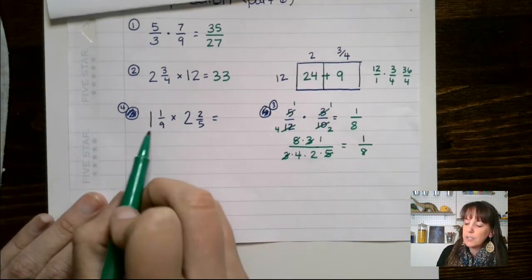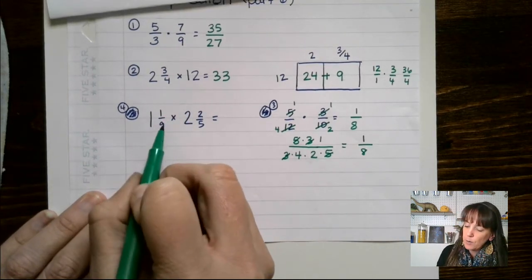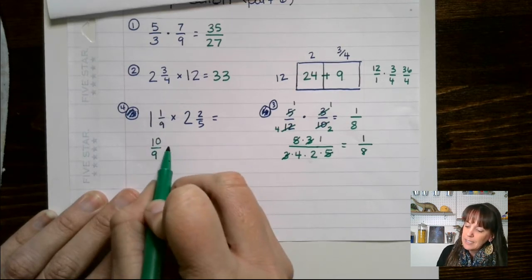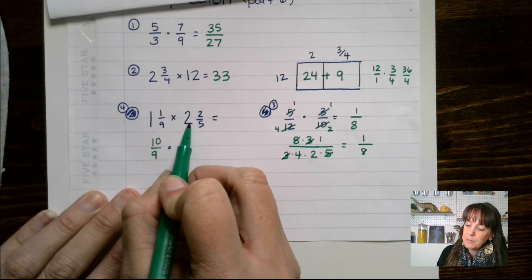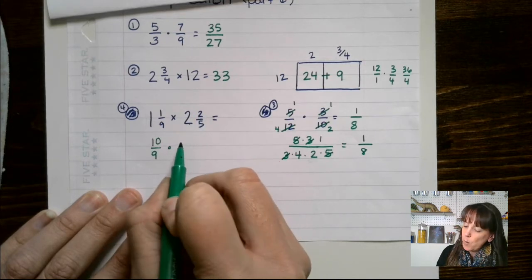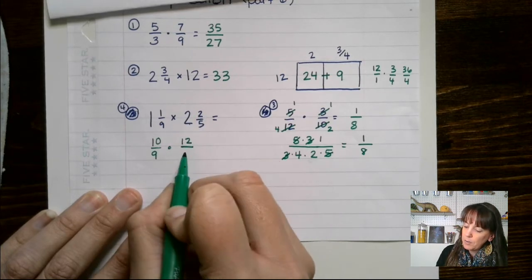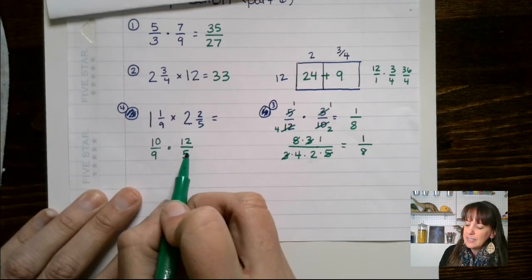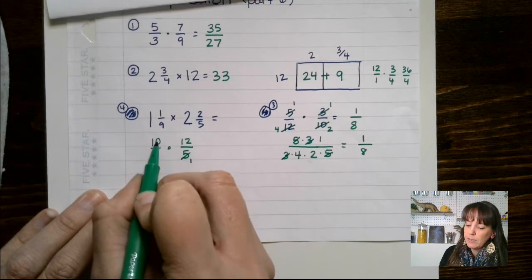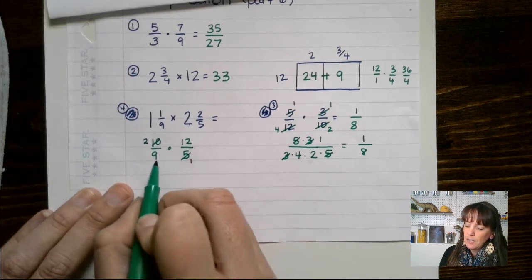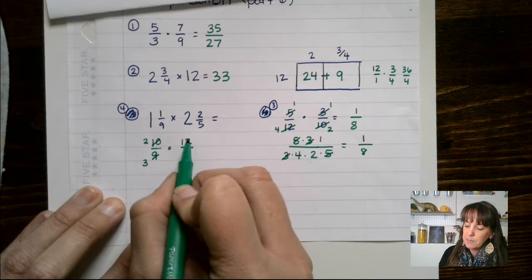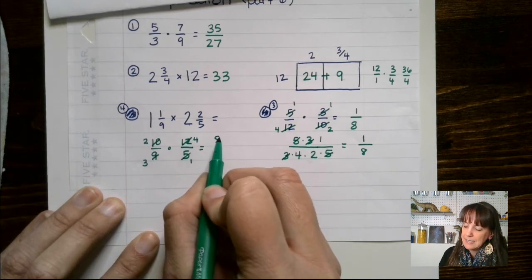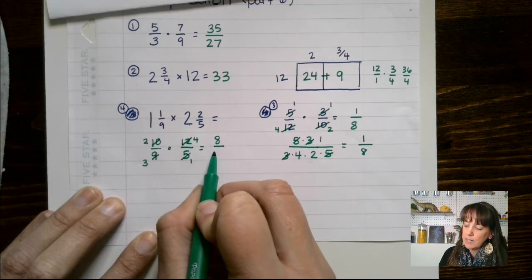Or you could turn them into improper fractions. So 9 times 1 is 9 plus 1 more is 10. 10 over 9 times 5 times 2 is 10 plus 2 is 12, so 12 over 5. I now see an opportunity for me to cross-cancel. I can say divide by 5, I get 1. Divide by 5, I get 2. Divide by 3, I get 9. Divide by 3, I get 4. Multiply straight across the top, I get 2 times 4 is 8. And straight across the bottom, 3 times 1 is 3.